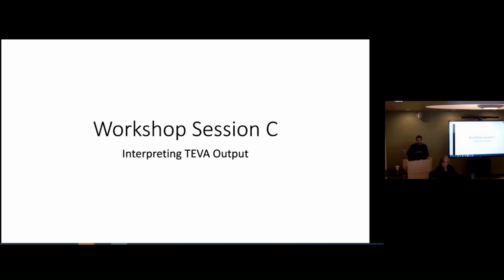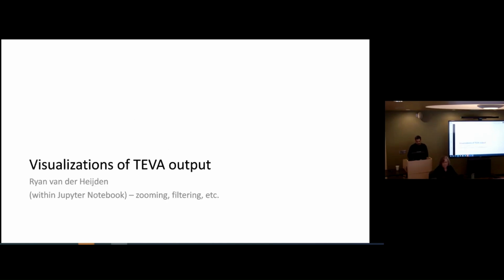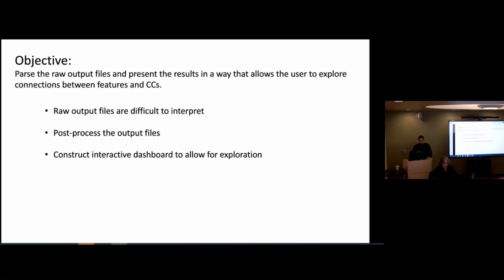We're going to start session C, where we're looking at the output files of TEVA, and Ryan and I try to pre-process and post-process the output files a little bit, and use visualization tools to better understand what's going on. But before getting into the code, let's take a look at a few slides that Ryan prepared, just to show you what we're trying to do here, and then we're going to take a look at the raw output file as well.